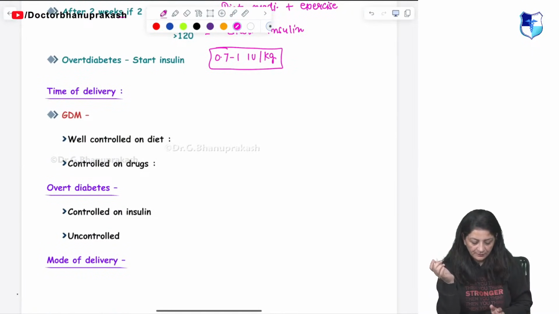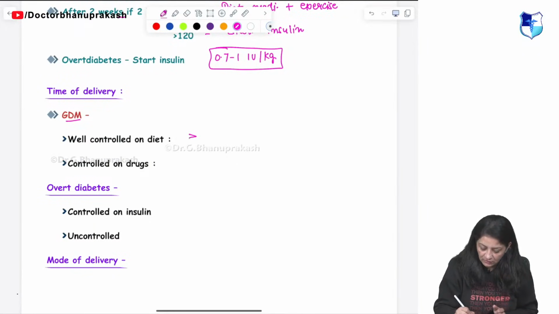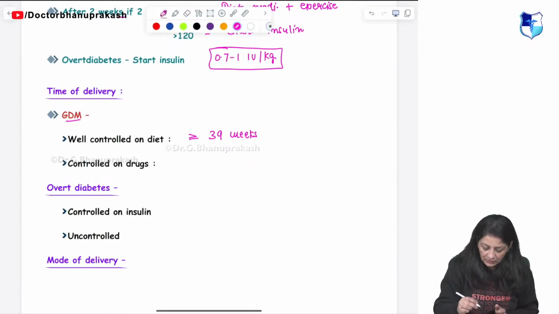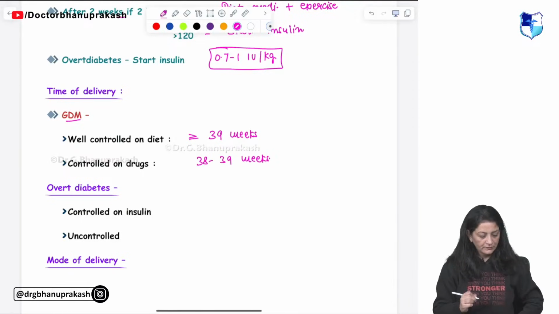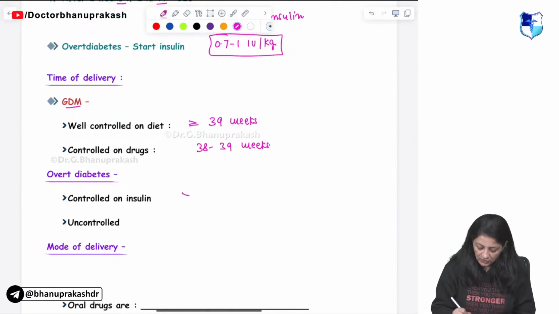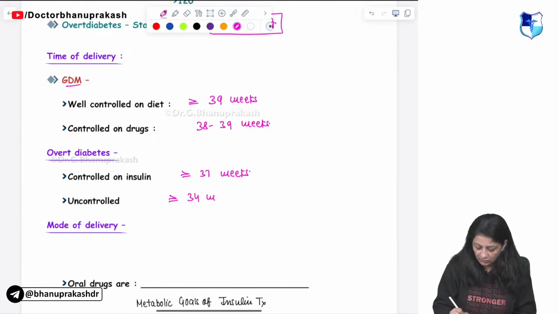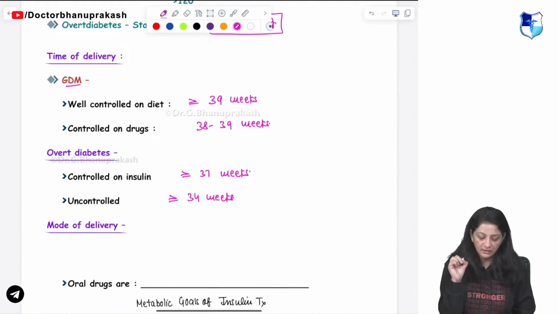So, time of delivery. In case of GDM well controlled on diet, we can deliver after 39 weeks. Controlled on drugs, we can deliver between 38 to 39 weeks. In case of overt diabetes, controlled on insulin, more than 37 weeks. In case of uncontrolled, more than 34 weeks. This is the time of delivery in case of GDM and overt diabetes.